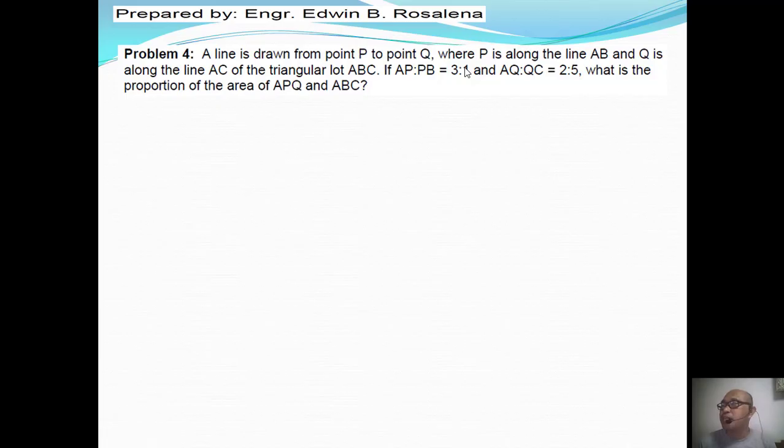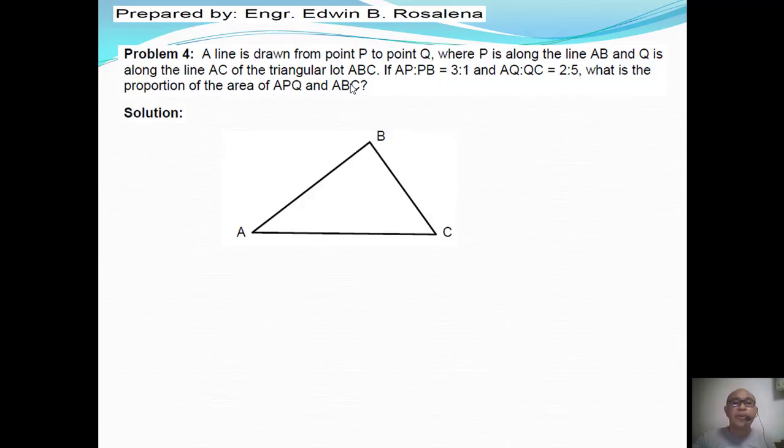What we need here is to note the given positions of the points so that when we draw it, we can easily locate the points. So P on line AB, Q on line AC of the triangular lot ABC. Okay, so we can draw that sentence. So P, Q. So a line is drawn from P to Q. So we have drawn that already.